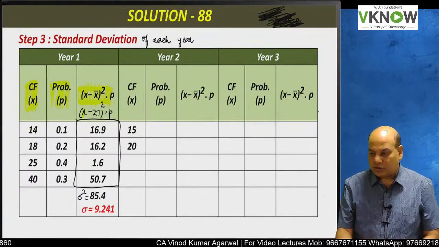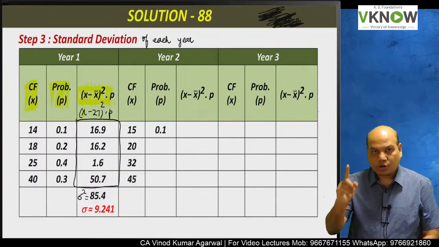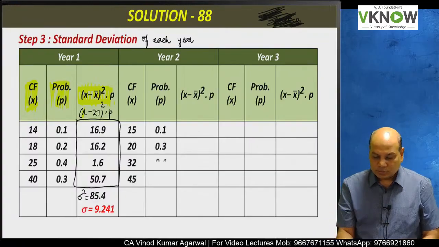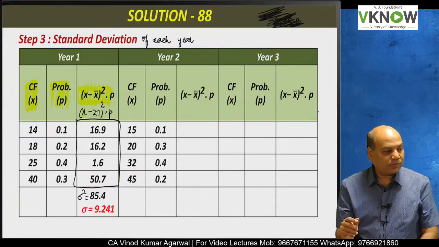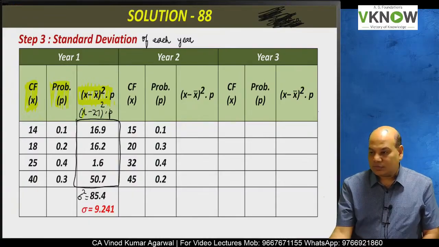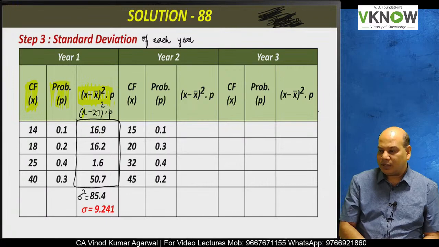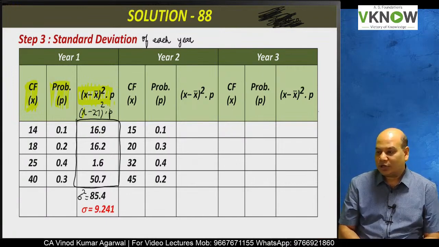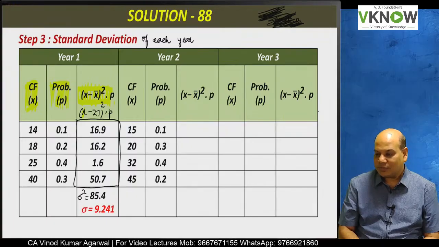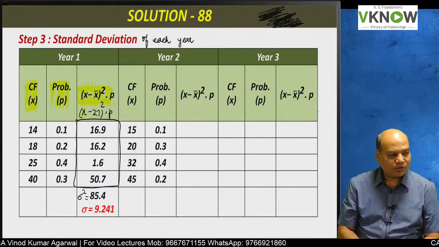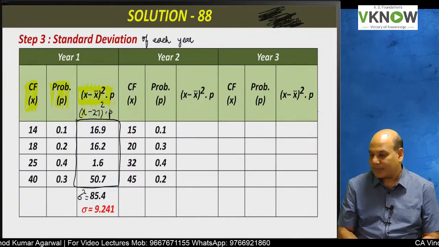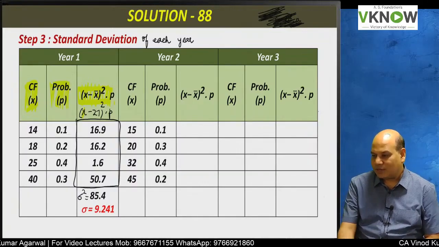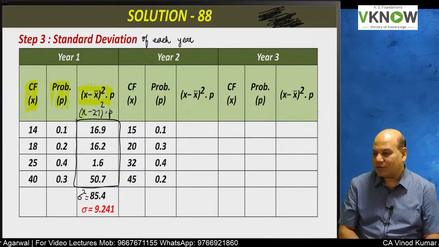Now please try year 2 yourself. Year 2, first column, cash flow, copy from the question, probability, copy from the question. Now try the standard deviation yourself. I'll wait for 40 seconds. Deadline is 40 seconds. Once you complete it, please give me the answer. Then I'll go to the next year. Those who are copying, I again request you, give up that habit.